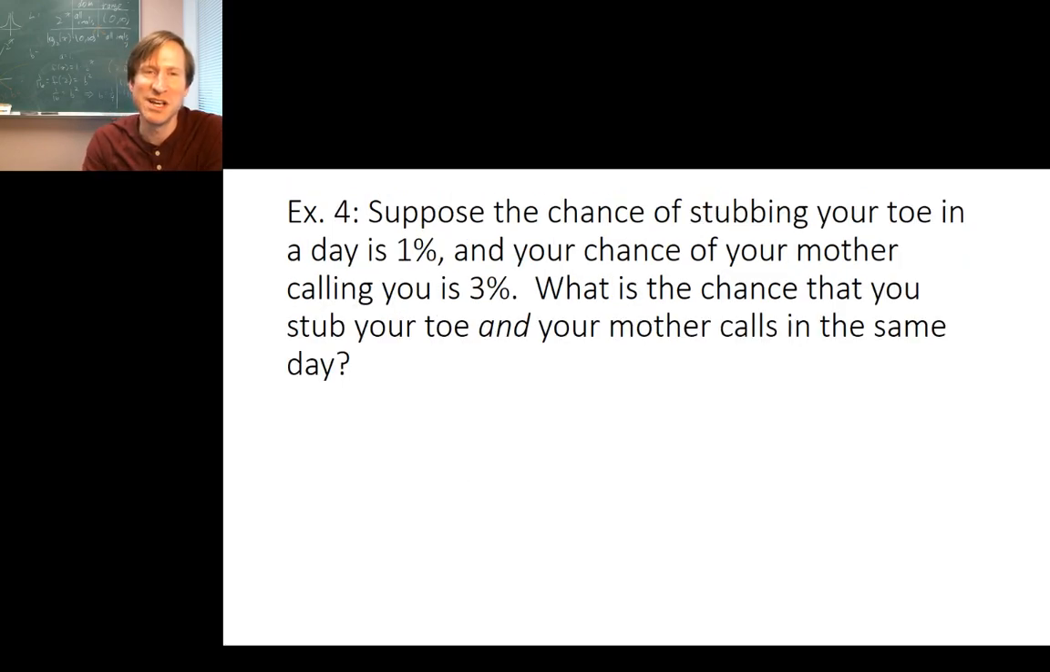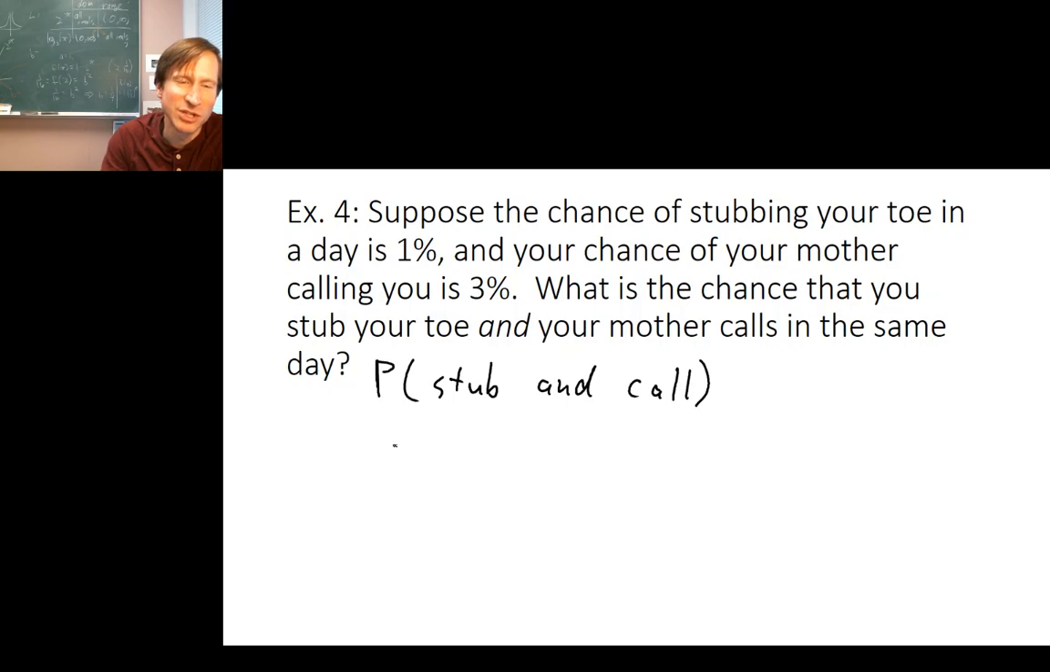Okay, here's another example. Suppose the chance of stubbing your toe in a day is 1% and your chance of your mother calling you is 3%. What's the chance that you stub your toe and your mother calls you? I'm assuming that the chance of you stubbing your toe is independent from your mother calling you. These two things have nothing to do with each other, so they should be independent. So that means the probability of stubbing your toe and getting a call from mom should be the probability of stubbing your toe times the probability of getting a call from your mom.